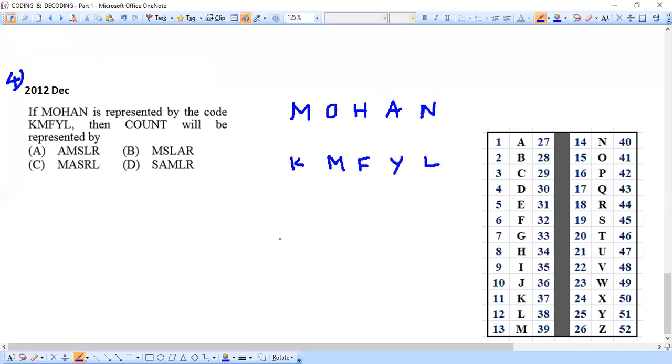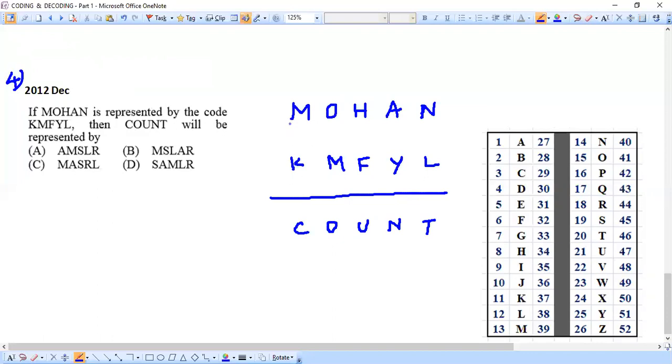And they are asking us to find what would be the code for the word COUNT. Okay, COUNT is our question, C-O-U-N-T. For COUNT, what would be the respective code? This is what we are supposed to find. So anyways, we'll start from what is given here. MOHAN is coded as K-M-F-Y-L. So as usual, we'll just try to find the pattern letter by letter. Each letter we will try to do that.